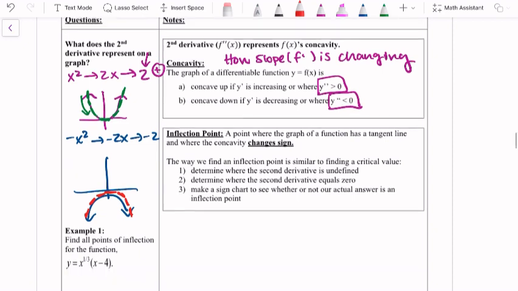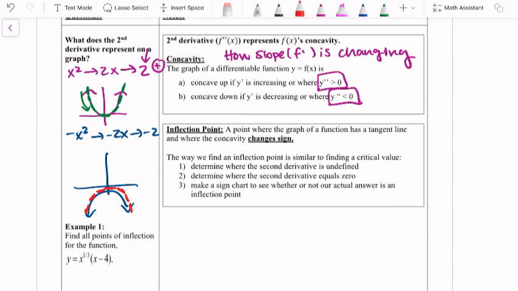Now, we are not going to be looking for critical values. Remember, that's where our first derivative was equal to 0. We're going to be looking for inflection points. And inflection points are where the concavity changes sign. So if we can identify where that occurs, we know where we change from concave up to concave down.